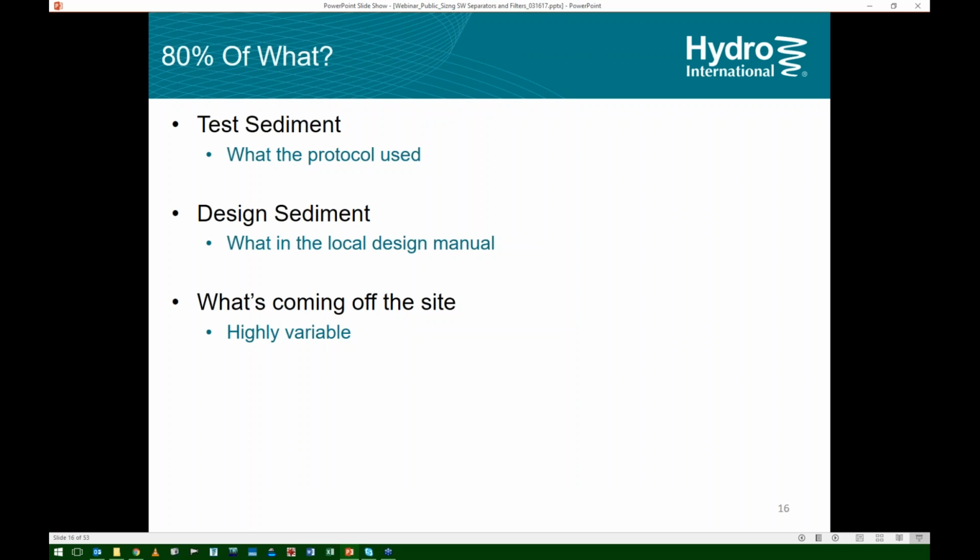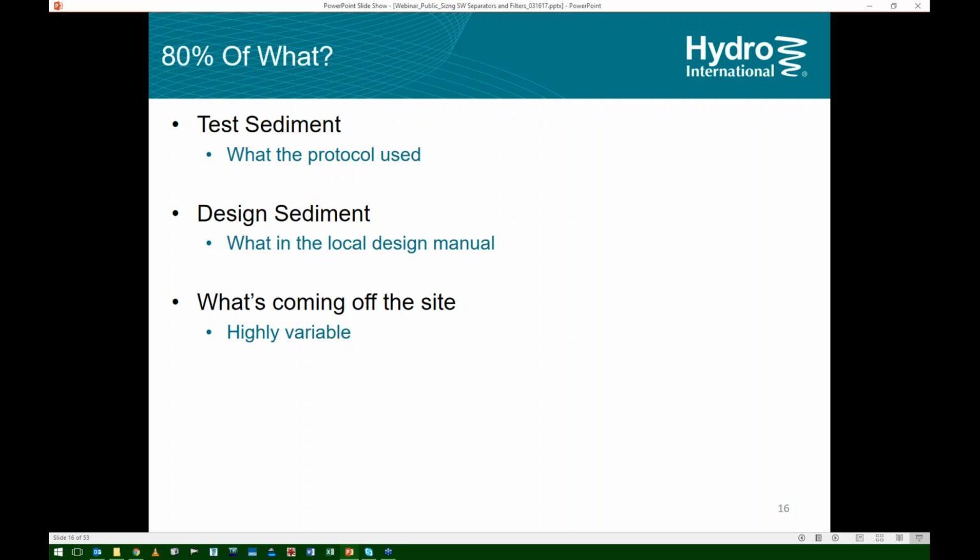So 80% of what is another question as well. Many stormwater standards, or stormwater manuals I should say, often require treatment of stormwater. They say you've got to remove 80% of TSS. Well, what's TSS? It could be 80% of whatever the test protocol asks you to use. It could be 80% of a particle size distribution that was put in the manual that relates to nothing that you've tested with, or it could relate to something that you've tested with if you're lucky.